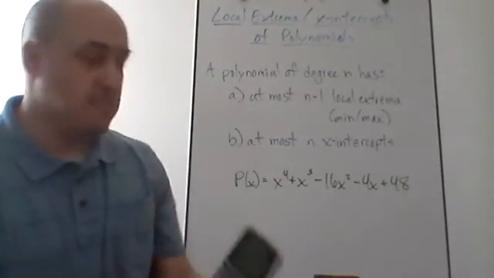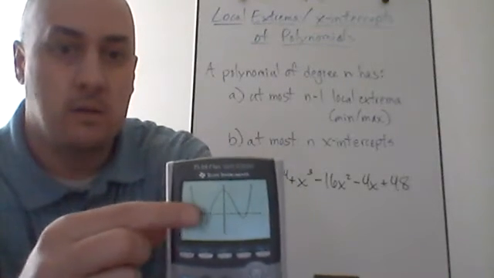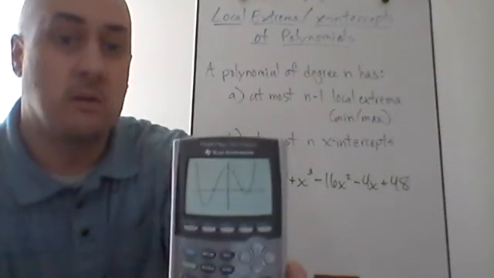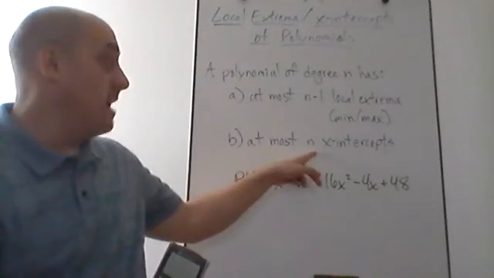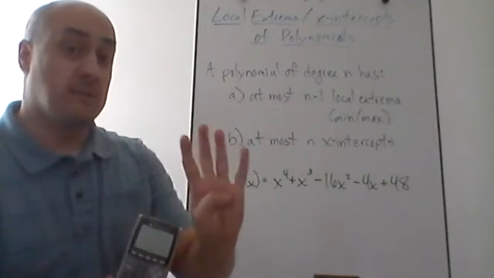And as far as the x-intercepts, well, look how many x-intercepts we have. We got 1, 2, 3, 4, right? 4 places where that graph crosses the x-axis, and that is the most x-intercepts we're allowed to have since we have an x to the fourth power.